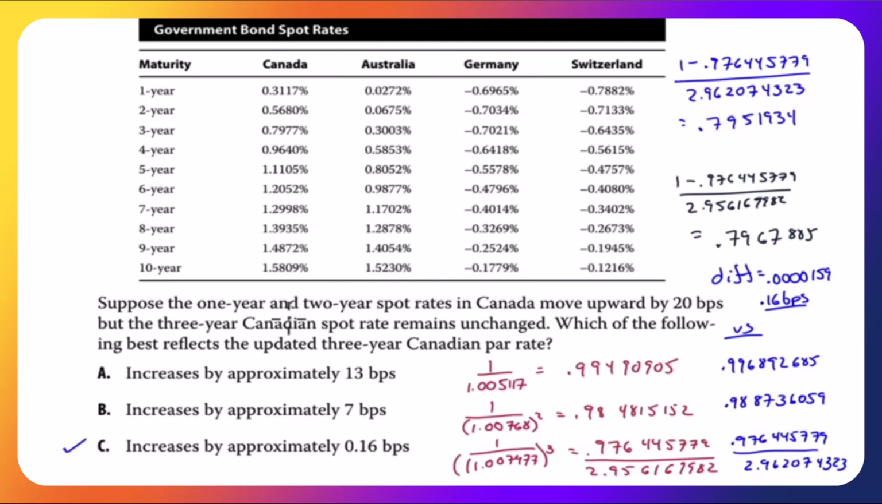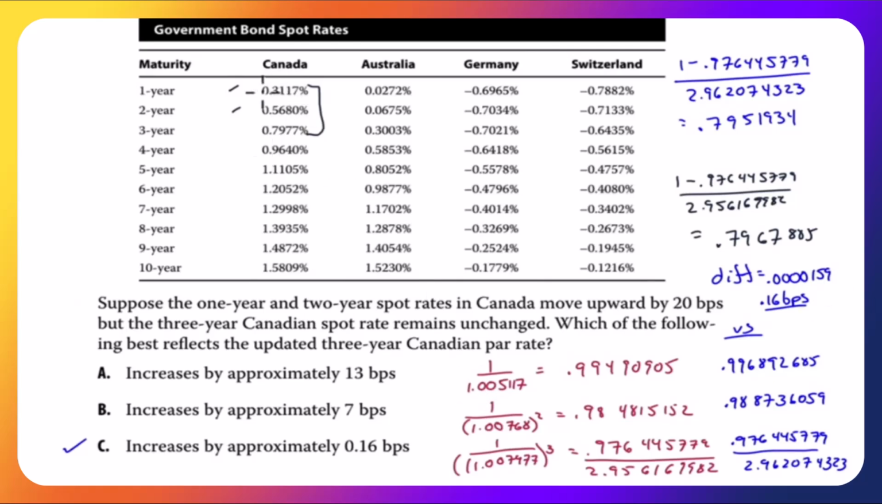Suppose the 1-year and 2-year spot rates in Canada move upward by 20 basis points, but the 3-year spot rate remains unchanged. Which of the following best reflects the updated 3-year Canadian par rate? And we have increases by, which means we need the original par rate. We have to take the first 3 spots and calculate a par rate. Then we have to increase the 1-year and the 2-year by 20 basis points and calculate a new par rate.